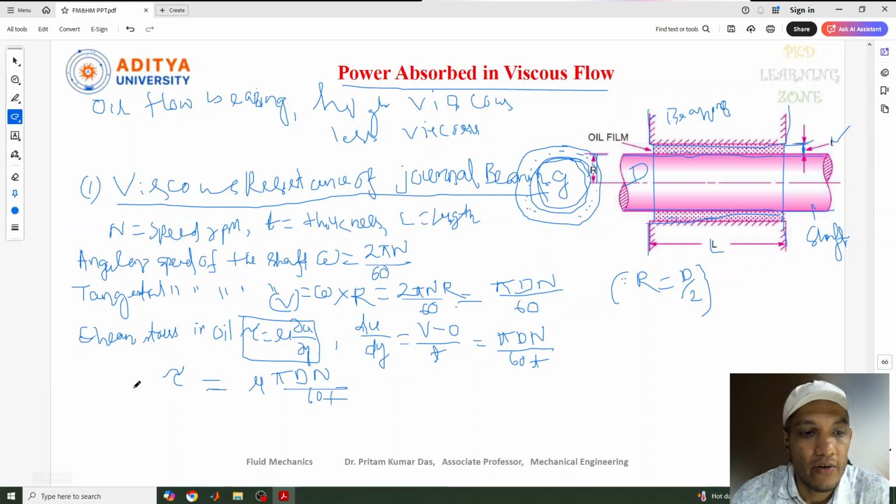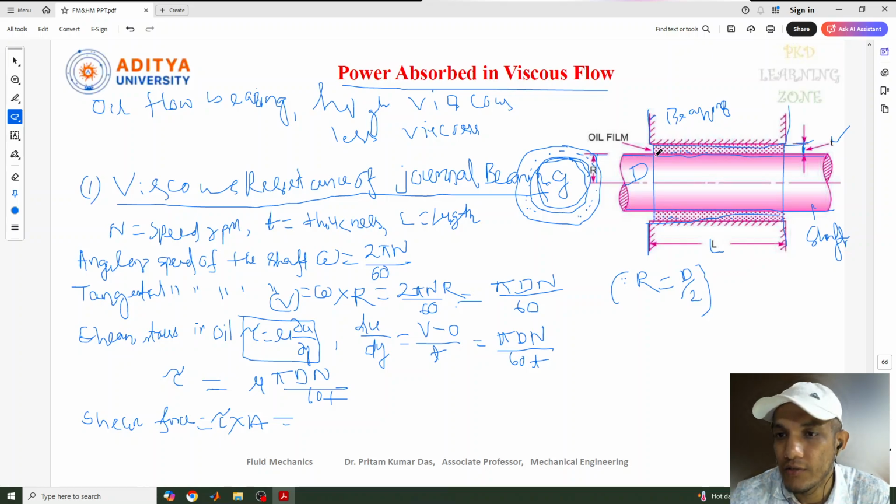What is the next step? Now we are going to calculate the shear force. We know shear stress equals shear force by area, so shear force equals shear stress into area, that is tau into area, where the area is the surface area of the shaft. In place of tau we write the value we got here, mu pi d N by 60 t. And the area value is nothing but pi d L.